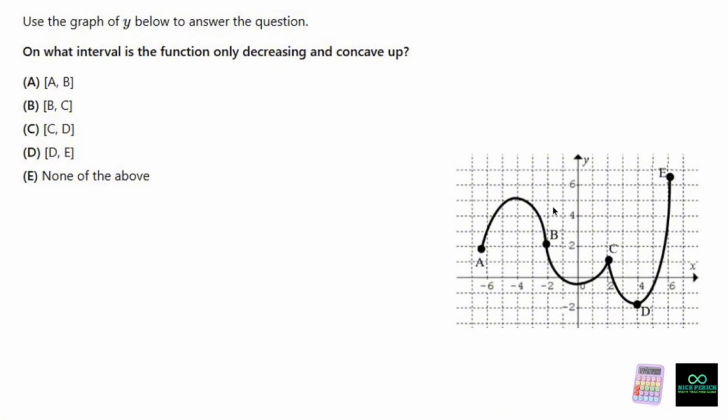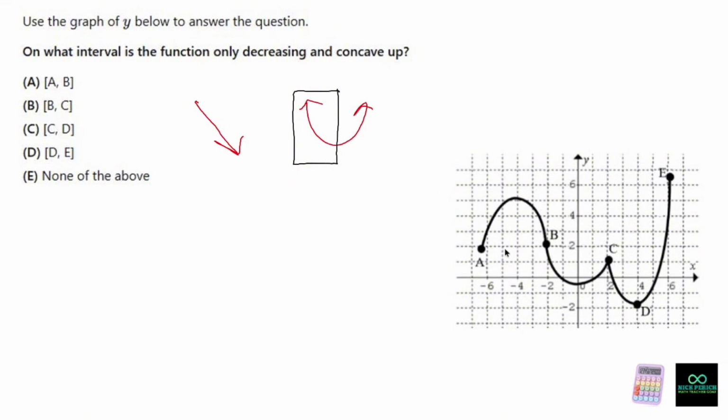No calculator is needed to stare at this graph and find out what function is only decreasing and concave up means. Decreasing just means it's going down to the right. Concave up means it looks like that. So if you want the combination of these two, the one that's concave up and also decreasing is the one that's going down to the right and is also concave up.